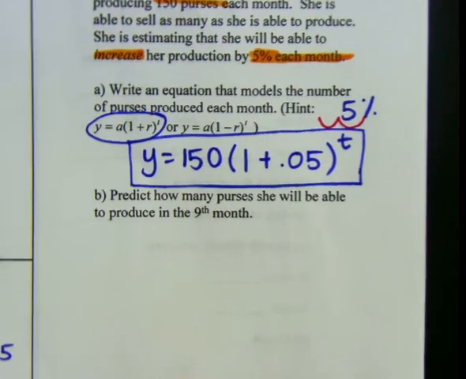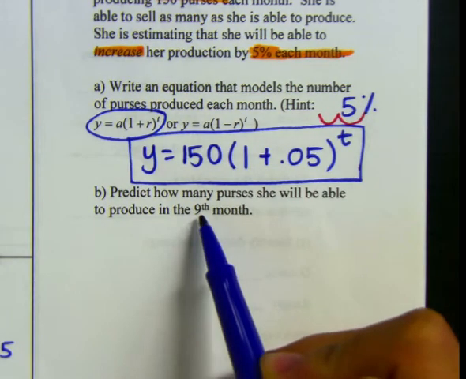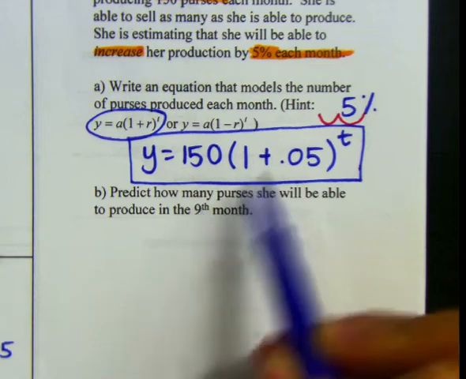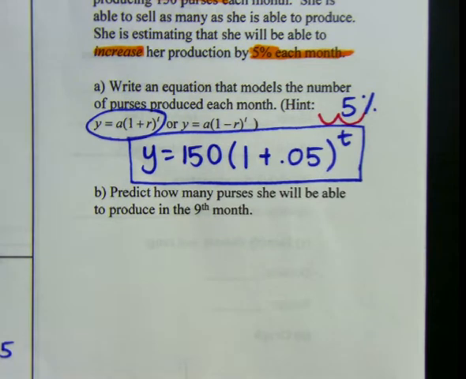Okay, part B says predict how many purses she will be able to produce in the 9th month. So this one is kind of tricky because a lot of students will assume, okay, I'm going to take the 9 and plug it in for t. But here's the issue, and the issue is this.